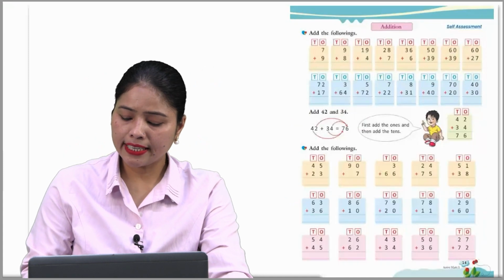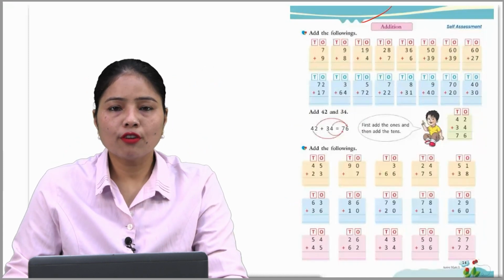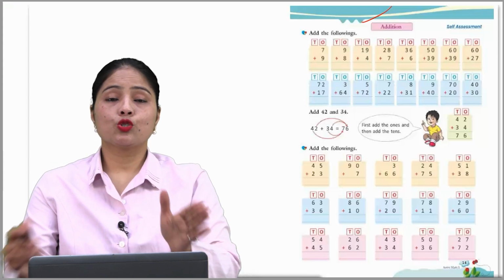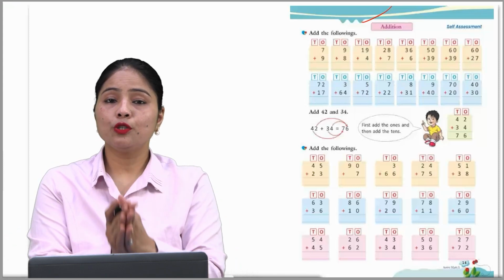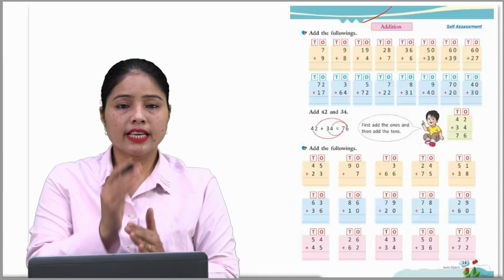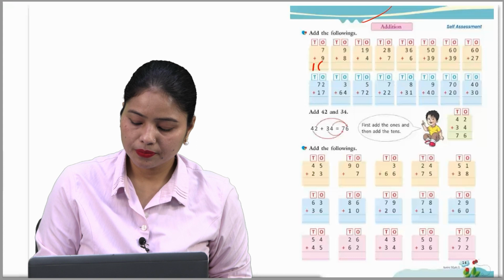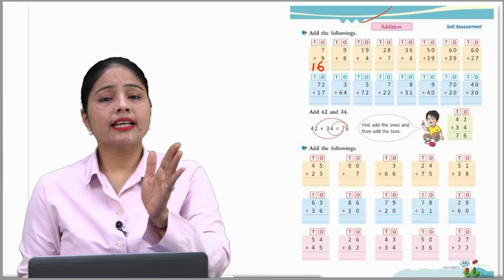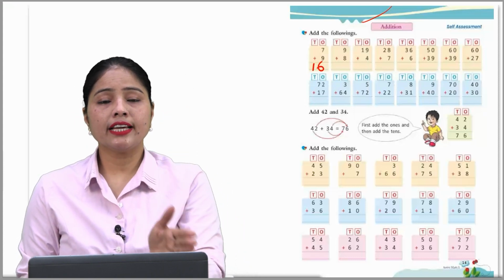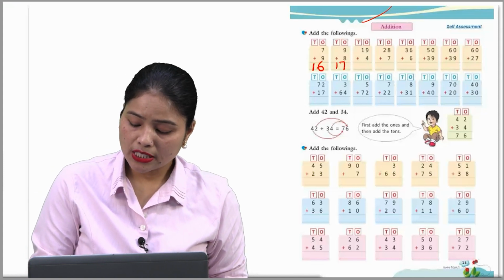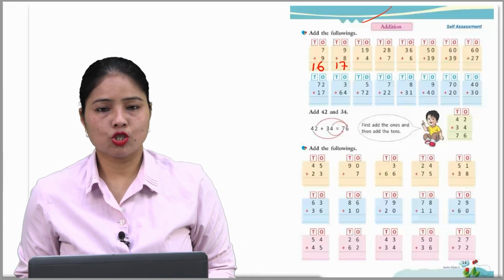Next one, which is addition. Add the followings. So first one is given 7 plus 9. So if you add both the numbers, then you will get 16. 7 plus 9 makes number 16. Okay. Similarly, 9 plus 8. If you add 9 with 8, then you will get 17. Okay. So this is how you need to fill other blanks too.